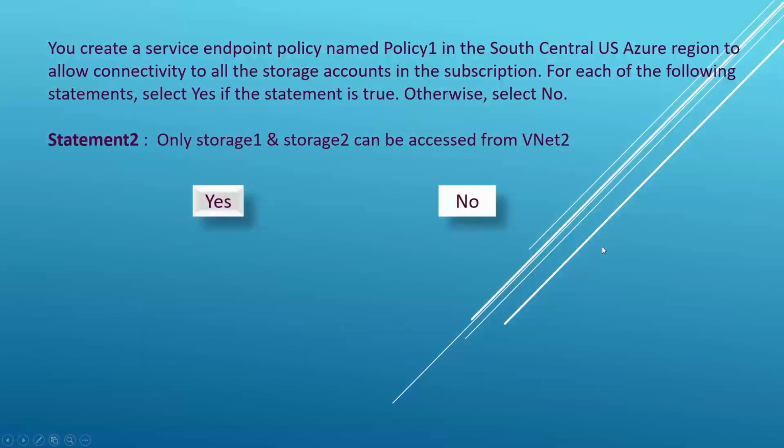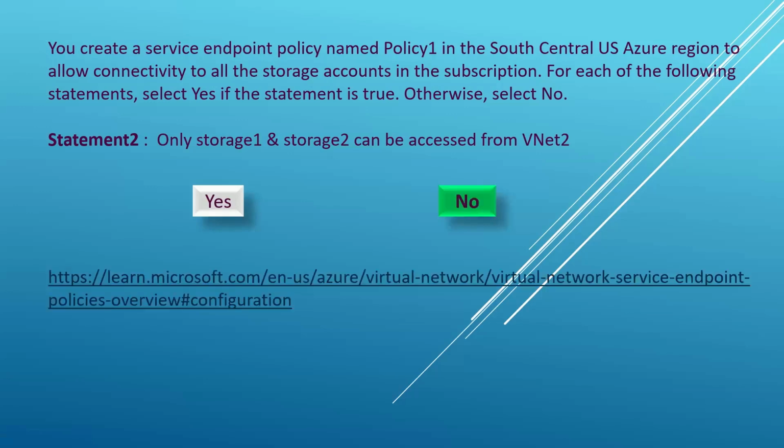So the second statement is: only storage 1 and storage 2 can be accessed from VNet 2. Now, if you noticed, the question says the policy has been created but doesn't say it has been applied. And if no policies are attached to a subnet with endpoints, you can access all storage accounts in the service. Therefore, this statement is incorrect because you will be able to access storage 3 as well from VNet 2.